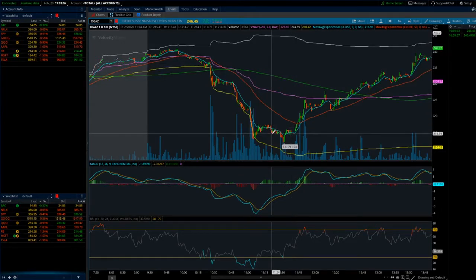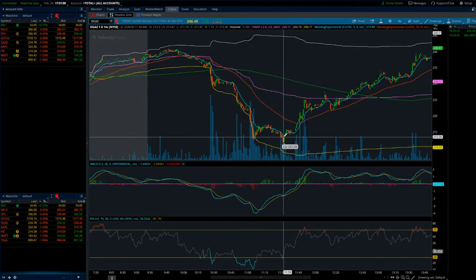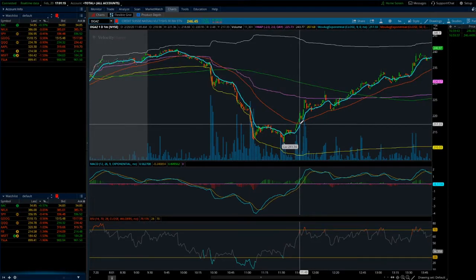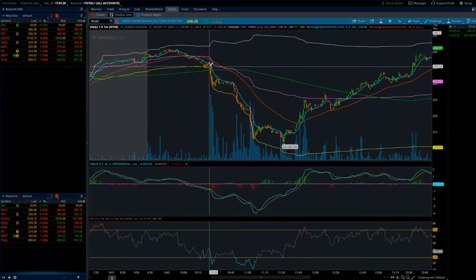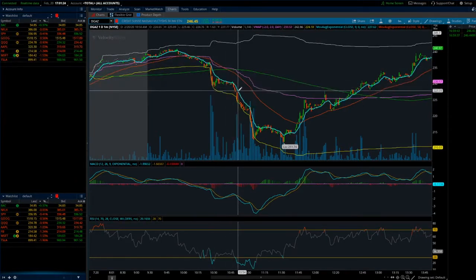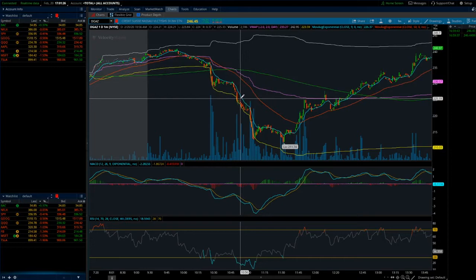Now, let's say it does what you wanted it to do. Let's say you bought some right here and it popped up and then it tested this EMA line and it was successful. Now you want to buy more right here. That might be a good idea. In this case, you don't want to watch it fall, buy some, and then go, oh man, well, it's just so cheap, I'll just go ahead and buy more shares.